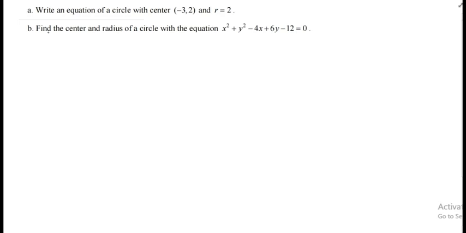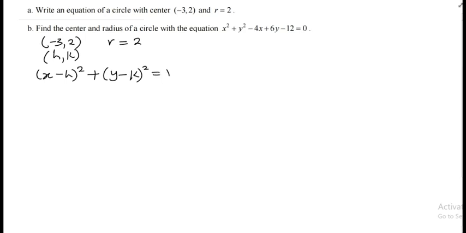Now the first one is: write an equation of a circle with center (-3, 2) and r equals 2. So you see that the center of the circle is (-3, 2), where r will be equal to 2. So let the center be (h, k). Now in the equation of a circle, you have (x - h)² + (y - k)² = r². So this is another form of finding the equation of a circle.